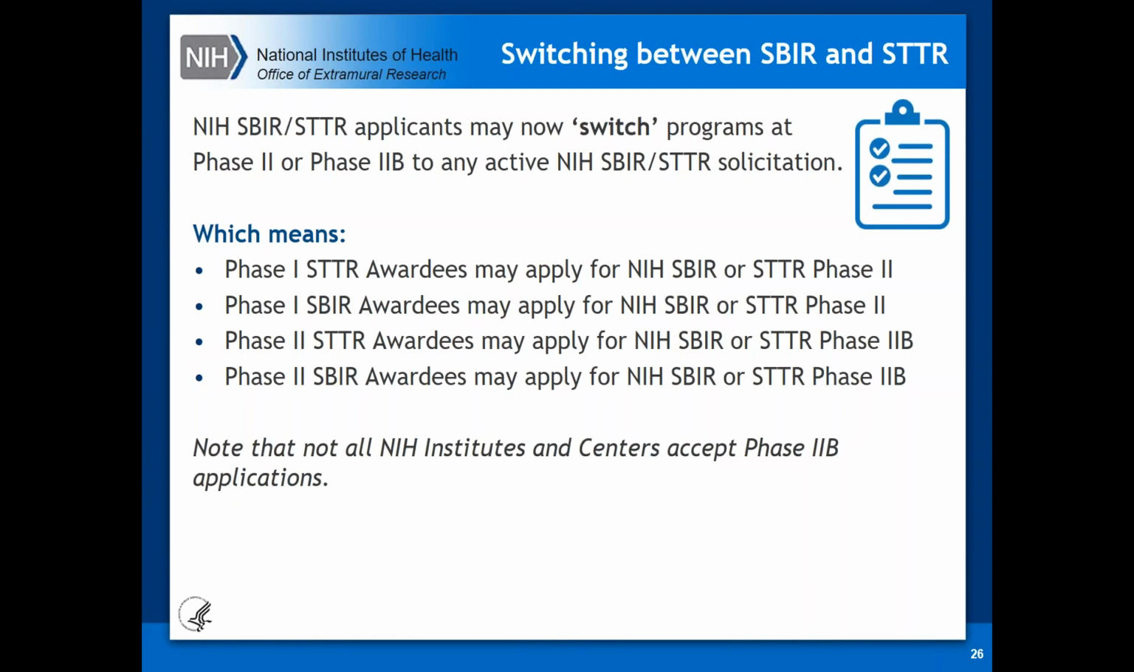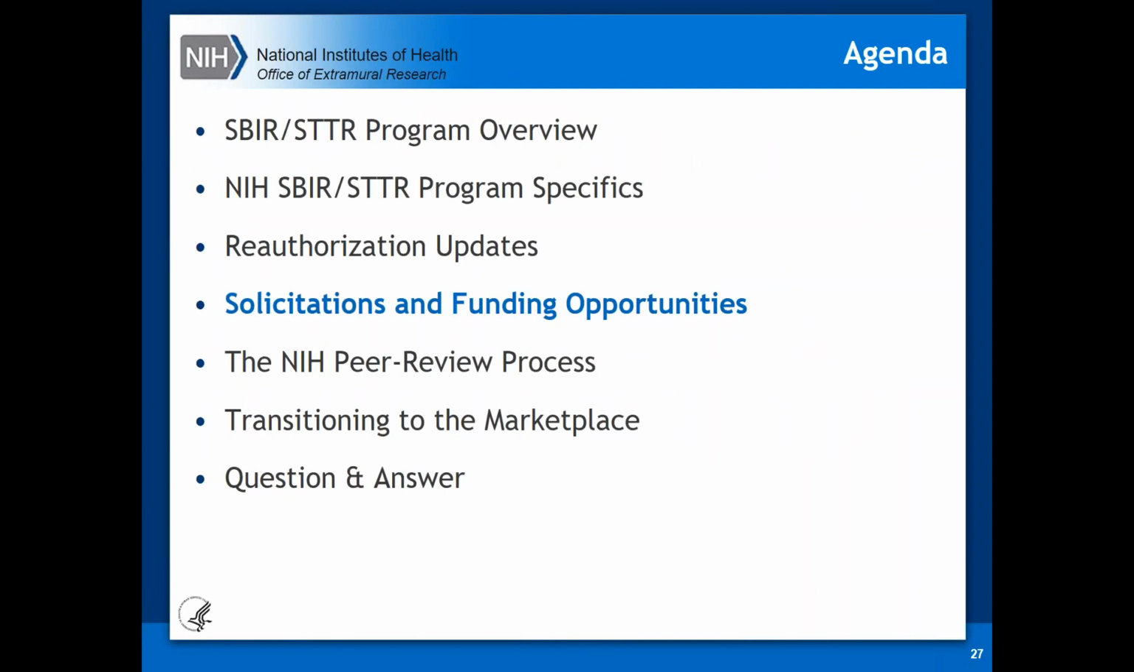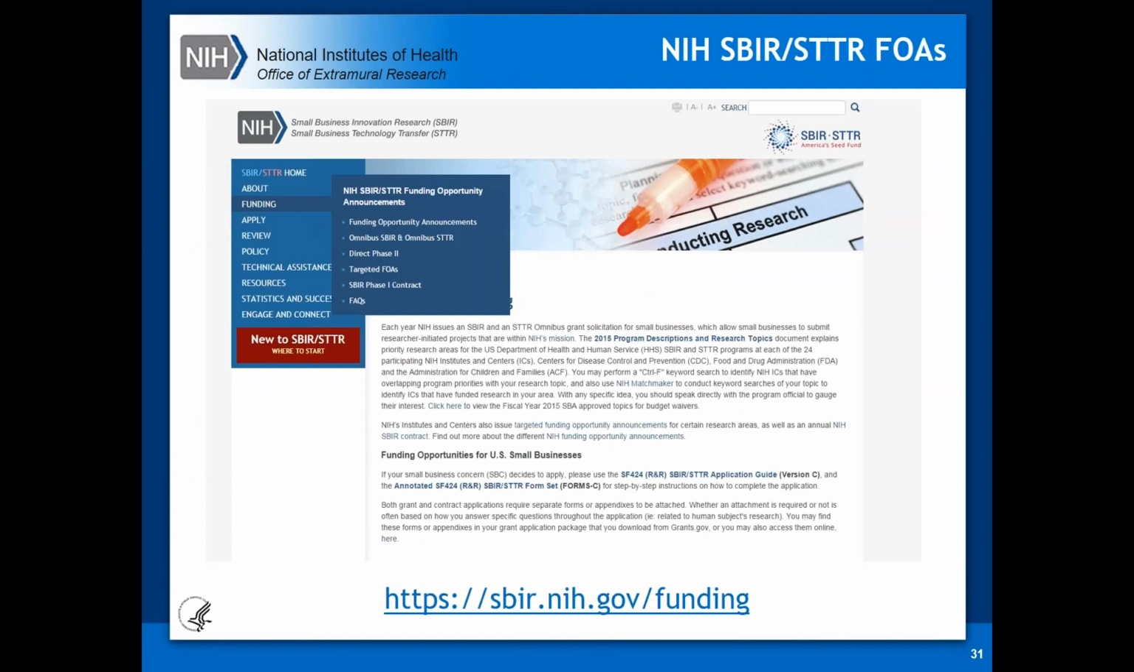And there you can see all the different permutations of how you can switch around. And note that not all NIH institutes and centers accept phase 2B applications, which is something I should have emphasized before. Okay. So the next thing we should talk about is solicitation and funding opportunities. This is basically how to find opportunities that NIH will fund.